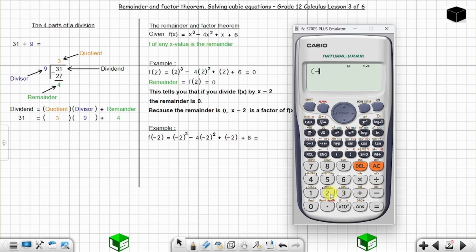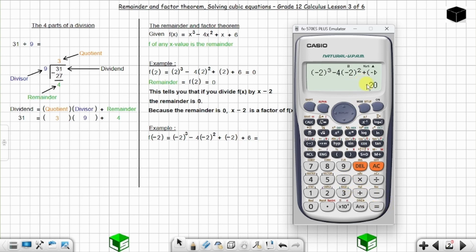You have negative 2 to the power of 3 minus 4 times negative 2 to the power of 2 plus negative 2 plus 6.